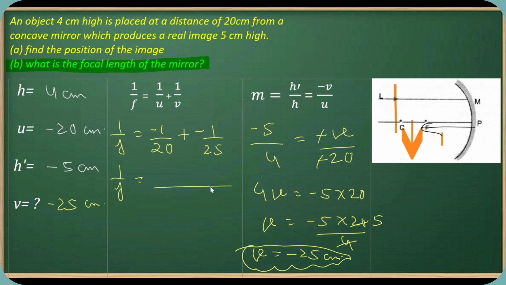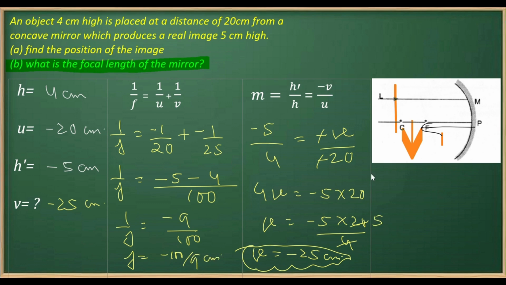Next is to take the LCM. LCM comes out to be 100. 20 goes 5 times and 25 goes 4 times. I made a mistake, this would have been 5, right? Because 20 times 5 is 100, and 25 times 4 is 100. So 1 over f comes out to be negative 9 over 100. On reciprocating, this gives you the value of f, which is minus 100 over 9 centimeter. So this is the focal length which we had to calculate.